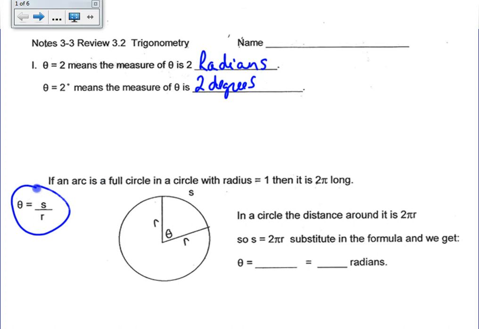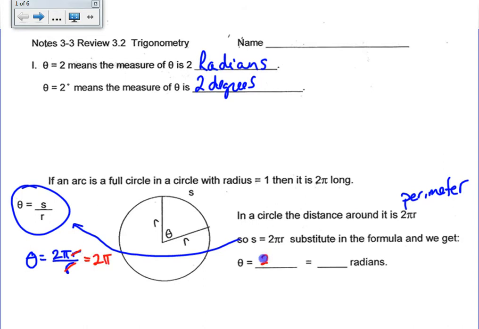So here's our formula for arc length involving the central angle and the radius. In a circle, the distance around is 2 pi r. Remember, that's the formula for a perimeter. So if we take s equals 2 pi r and substitute it into our little formula, this formula right here, we would say theta equals 2 pi r over r. Notice that the r's would cancel out, and you get theta equals 2 pi, which is 2 pi radians, of course.